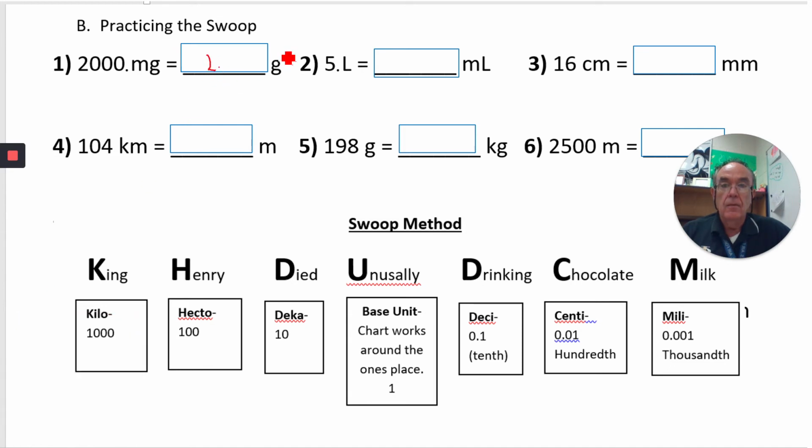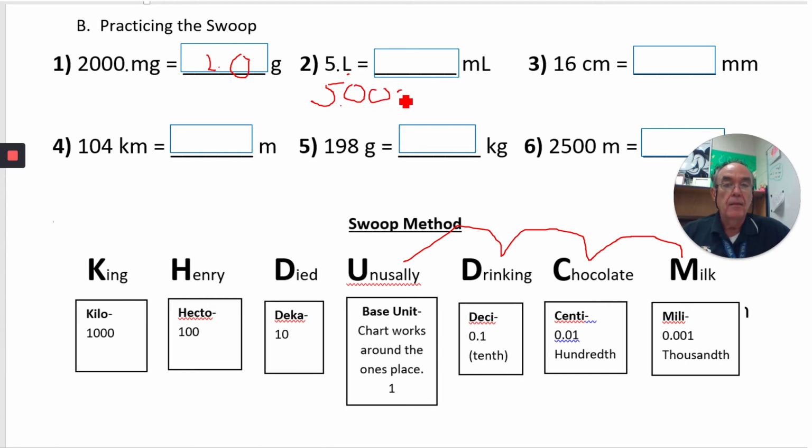Okay, on this next one, it said to go from 5 liters over to milliliters. Liters is a base unit. So I'm going to start here, and it says go over to milli. So I'm going to swoop once, I'm going to swoop twice, and I'm going to swoop a 3rd time. So up here, I have 5.0 liters. And I can add some zeros, so I can do my swooping.